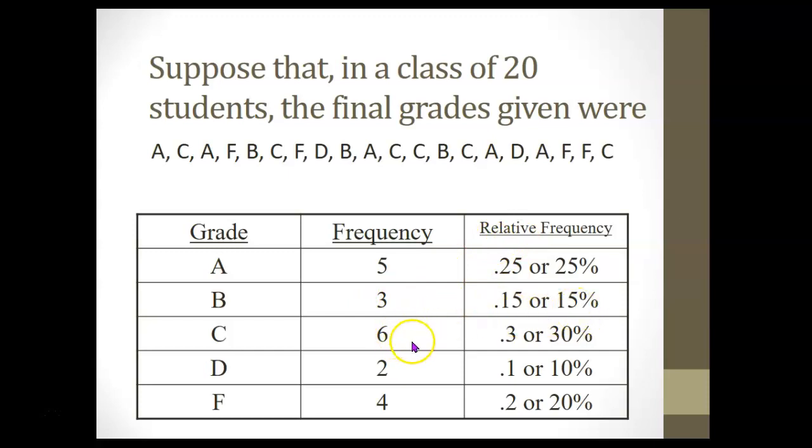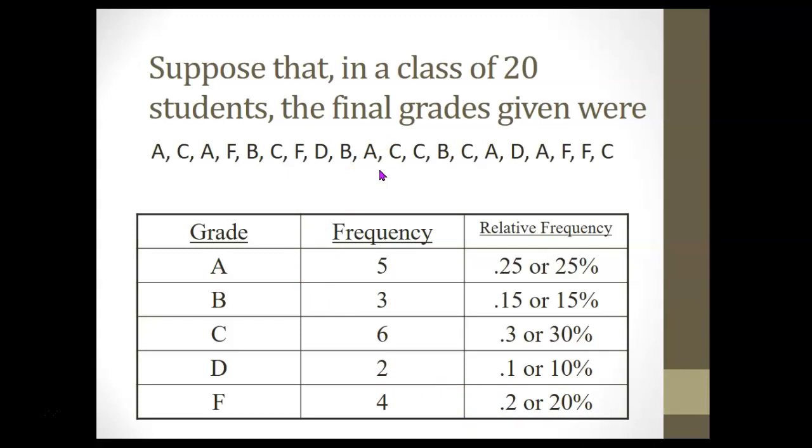6 divided by 20 is 0.3, which is not 3%, but 30%, because you've got to move the decimal point 2 places. 10% of the grades were Ds, and 20% of the grades were Fs.